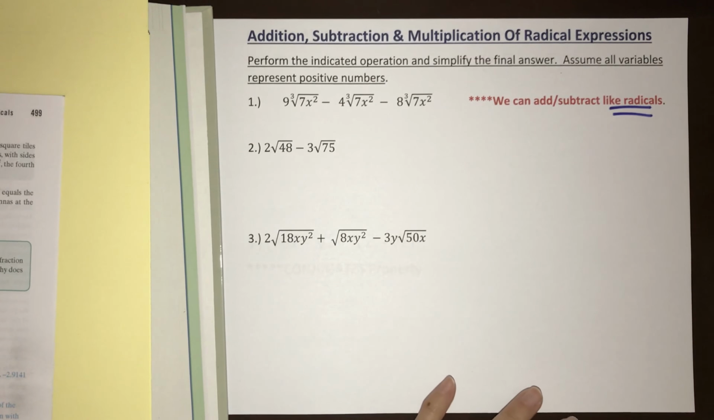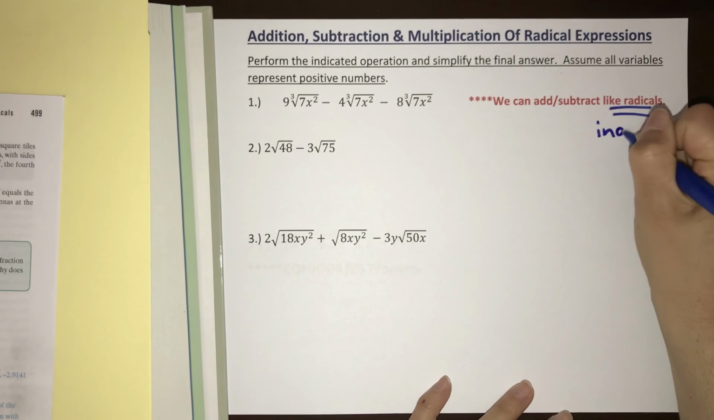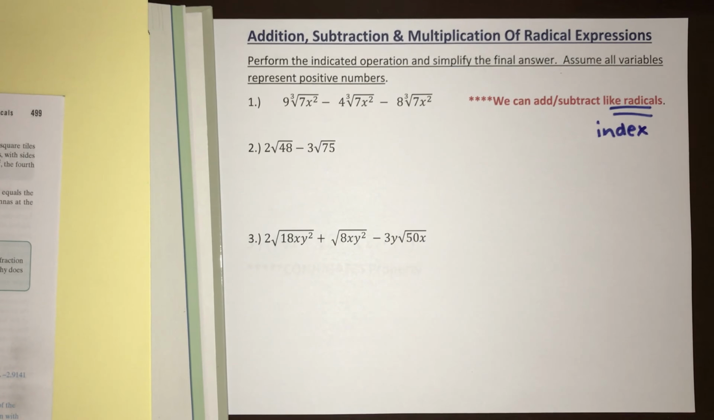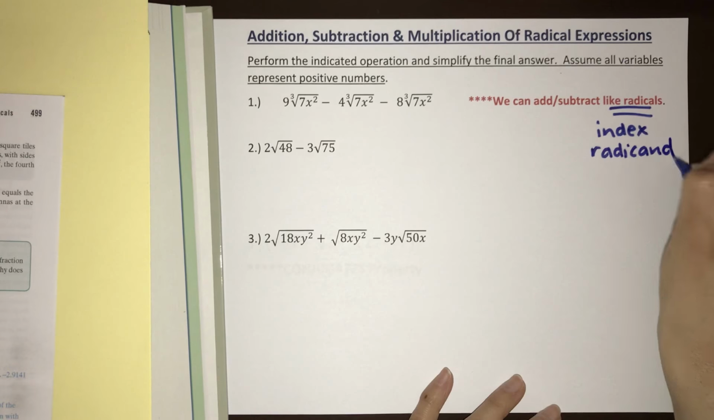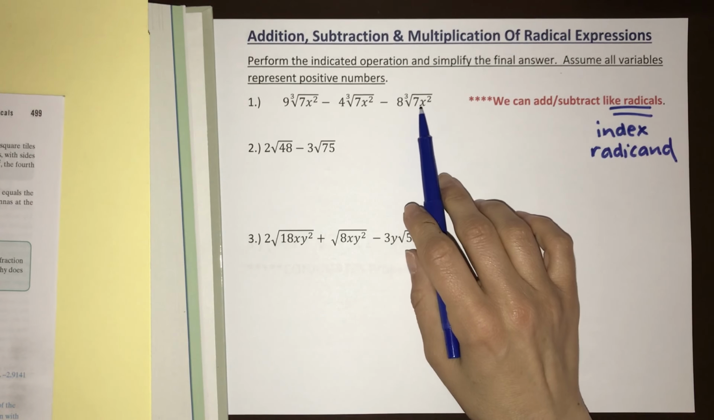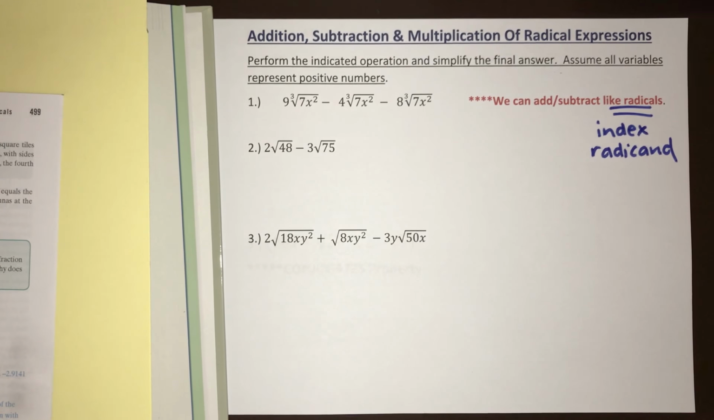Like radicals have to have the same index, and they need to have the same radicand. Radicand is whatever is inside of the radical. As long as we have like radicals, we can go ahead and add and subtract.